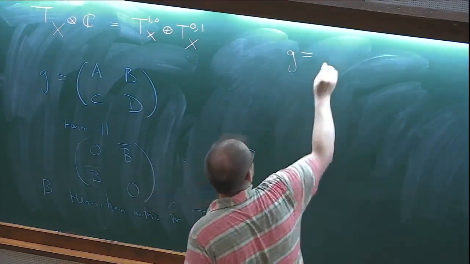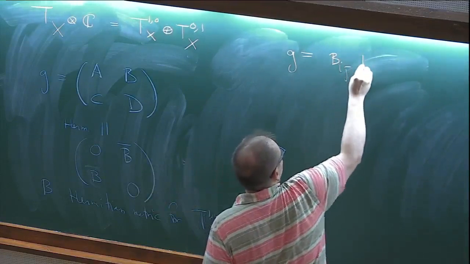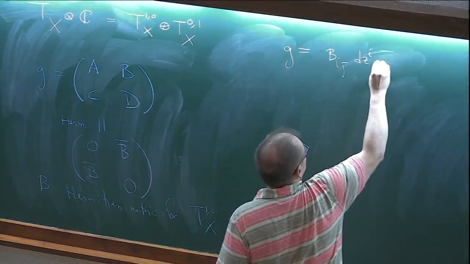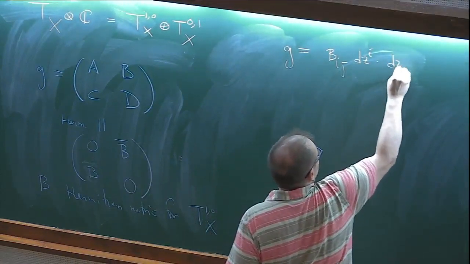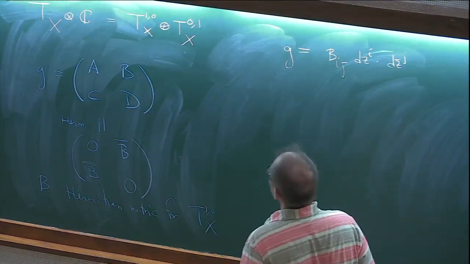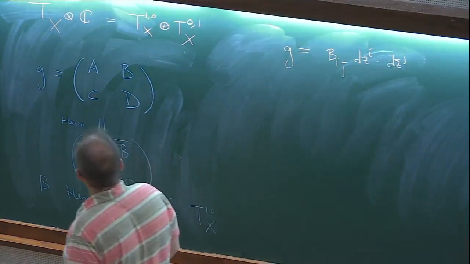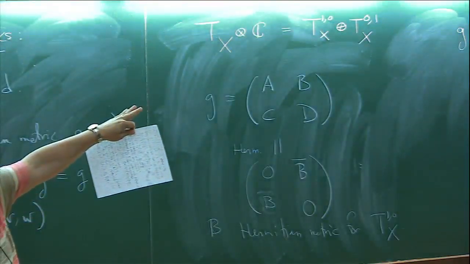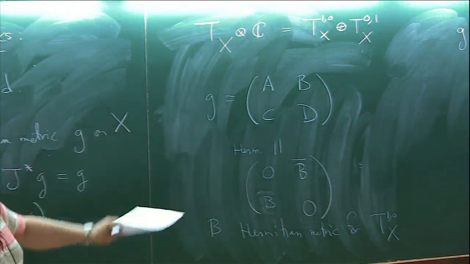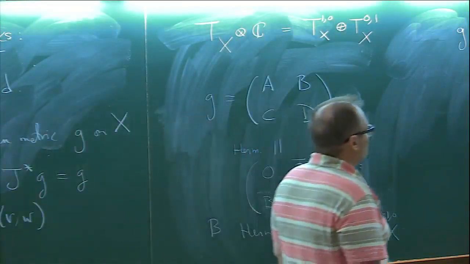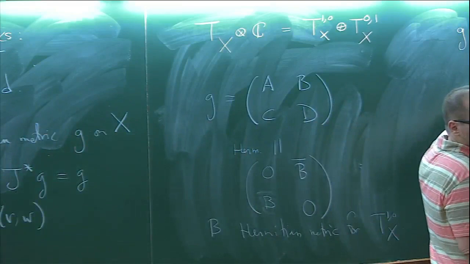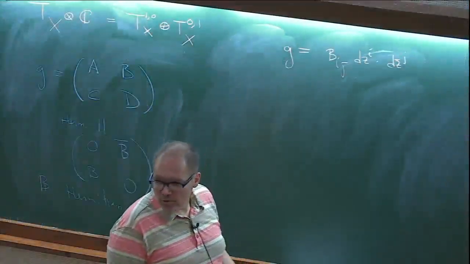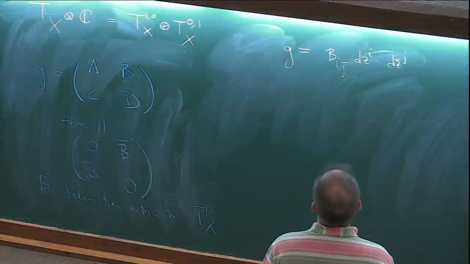This matrix B will be something like b_{i\bar j} dz_i, and then symmetric product, d\bar z_j. So that would be the expression for a Hermitian metric with respect to the complex coordinates and this splitting. Okay? You're not obliged to write it in these terms, but this is particularly compatible with the complex geometry.